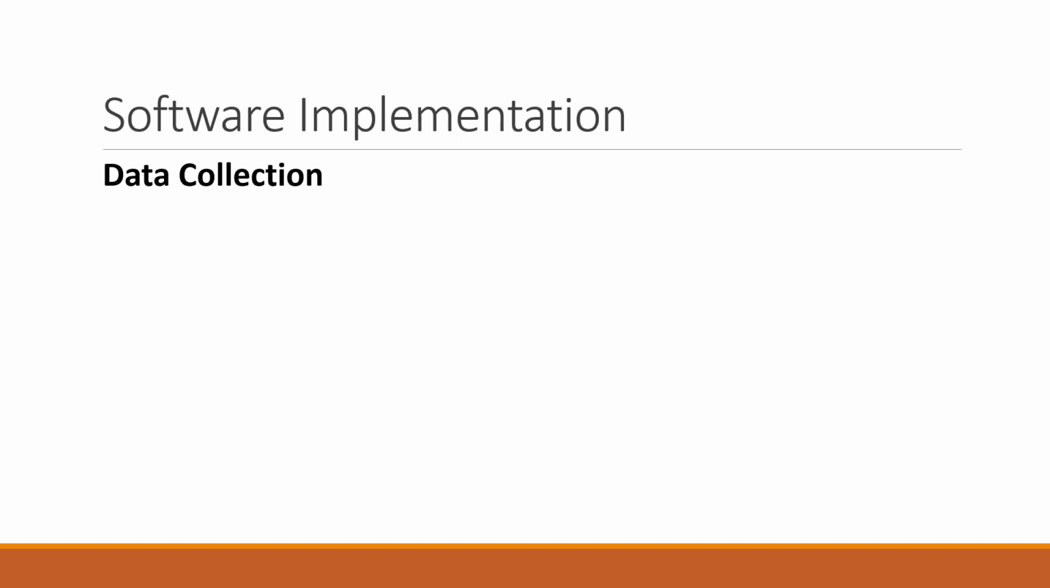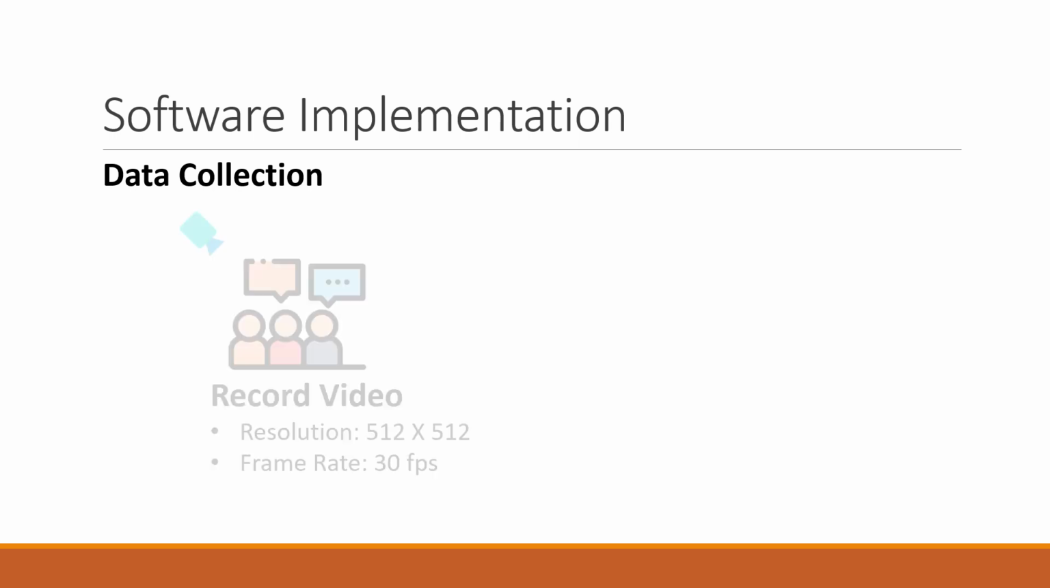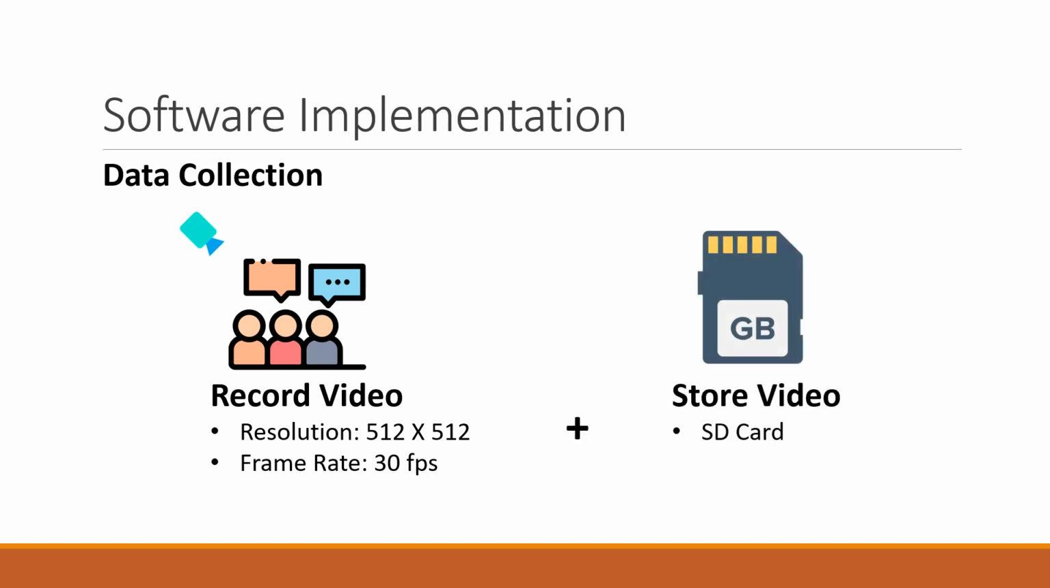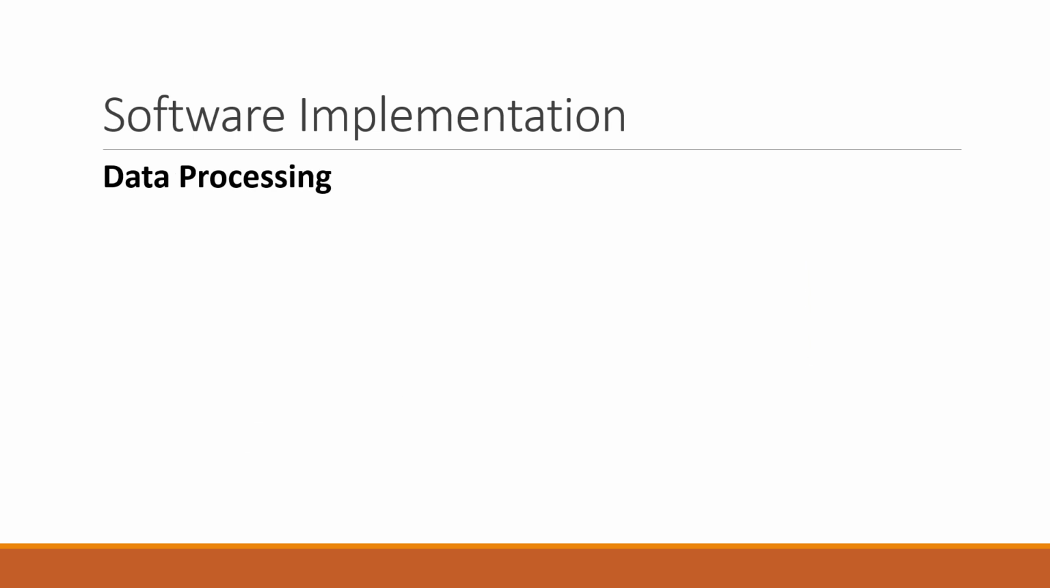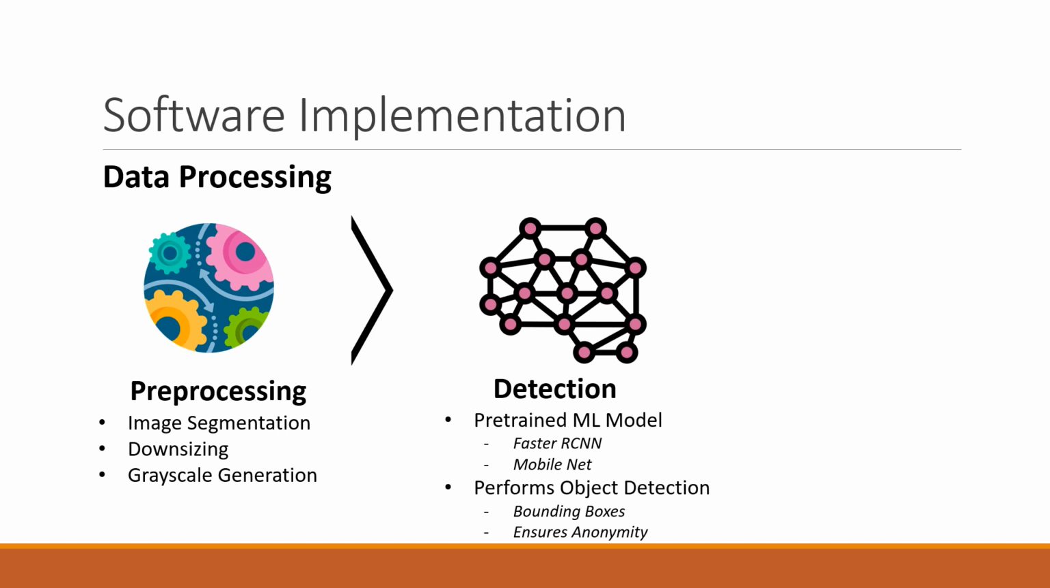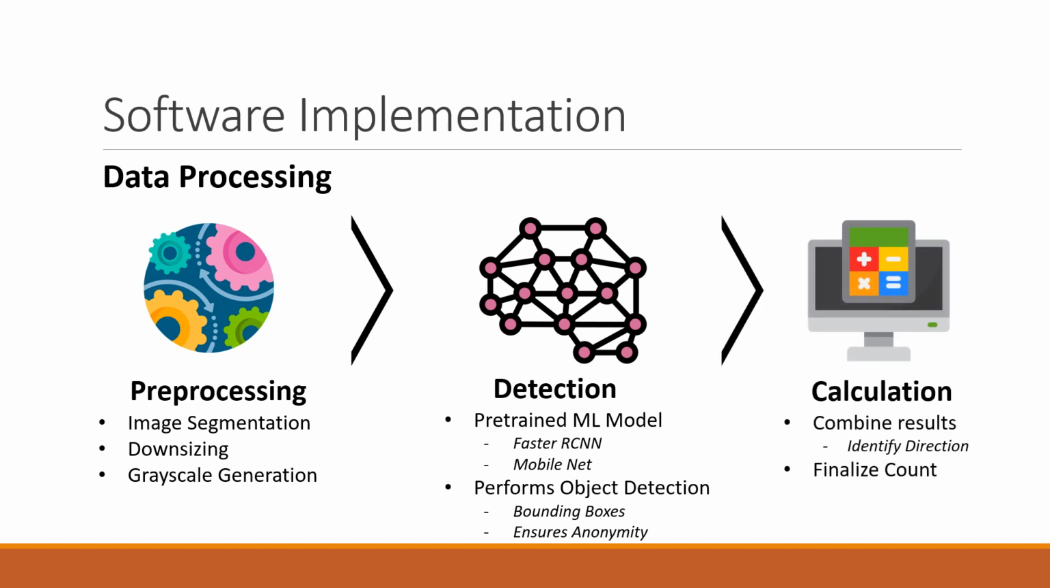Software implementation starts off with the data collection phase, which involves recording the video at optimized resolution and frame rate and storing that on an SD card with low latency. The data processing phase involves pre-processing the image to be fed into a machine learning model that has been pre-trained to detect people from top view images anonymously, and then calculations are performed by combining the detected images, taking into account the direction, and finalizing a count.